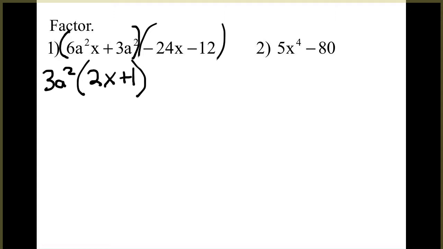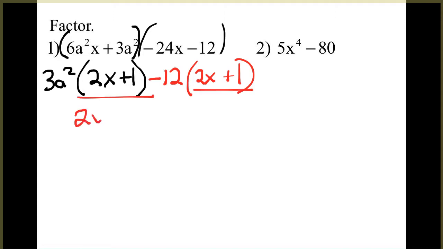In the second binomial, I'm going to pull out, how about a negative 12, and then I'm left with 2x plus 1. Divide out my common binomial factor, which is 2x plus 1, times the quantity of what's left, 3a squared minus 12. Okay, I'm noticing that something is not completely factored, and that is right here.